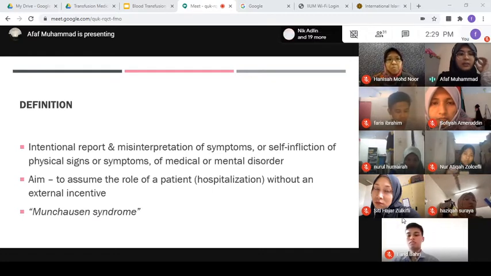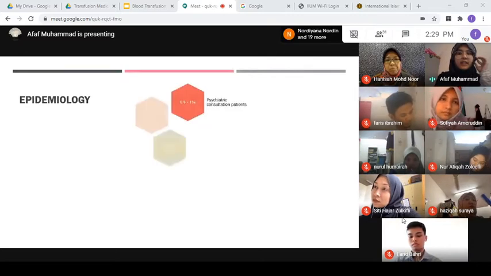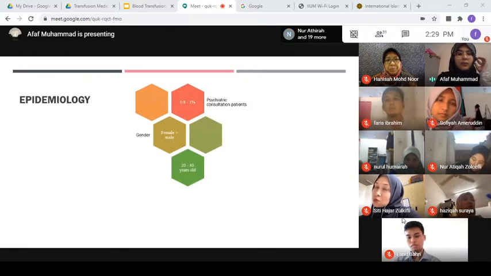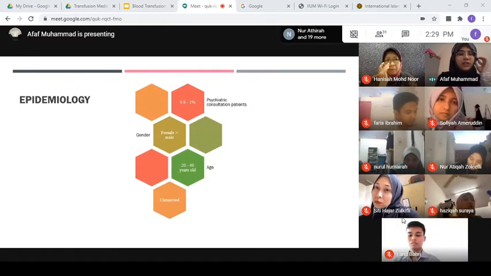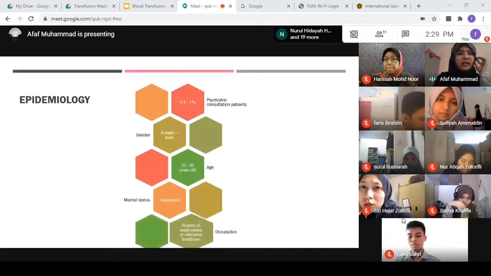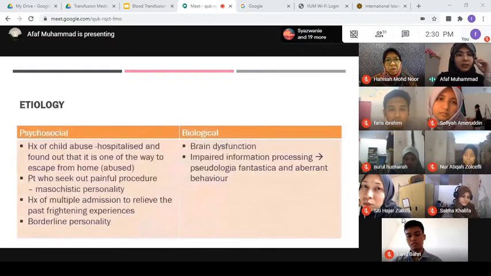For the epidemiology, it usually affects around 0.8 to 1% of psychiatric consultations, and it occurs more in females compared to males. In terms of age group, it affects those between 20 to 40 years old, and they are usually unmarried and have a history of employment or education in healthcare, meaning they are either nursing or medical students with a healthcare background. Then for the etiology, it can be divided into psychosocial and biological.